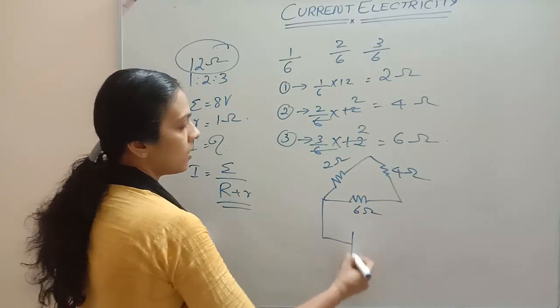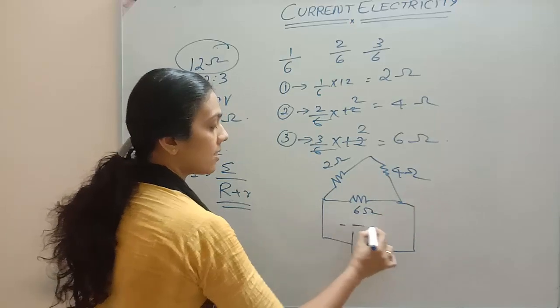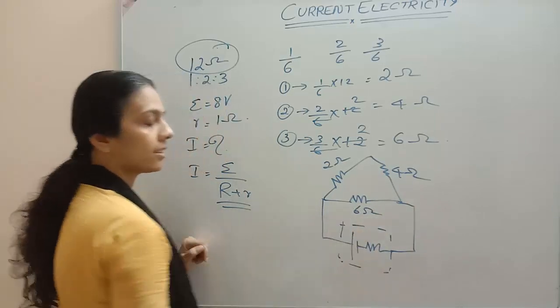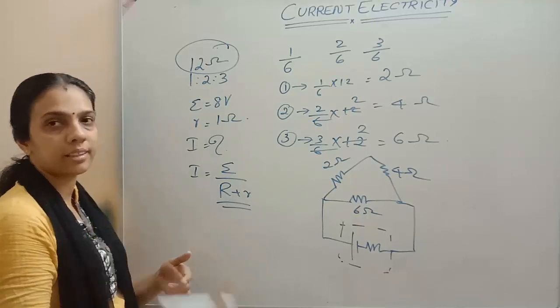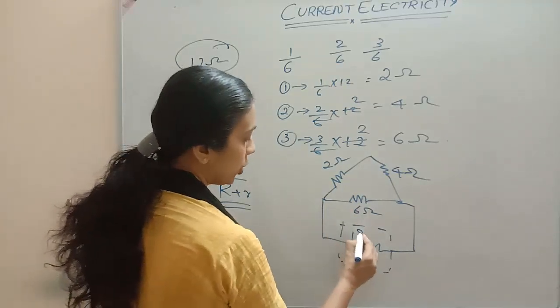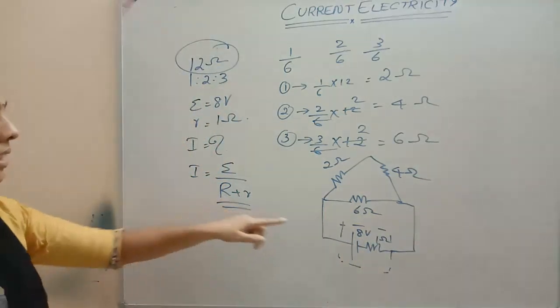I am representing it like this. It's not mandatory that you represent it like this itself. You can simply draw a cell, and there itself you can write down the internal resistance. That is not an issue. 8 volt and this is 1 ohm. Now we have the internal resistance with us.